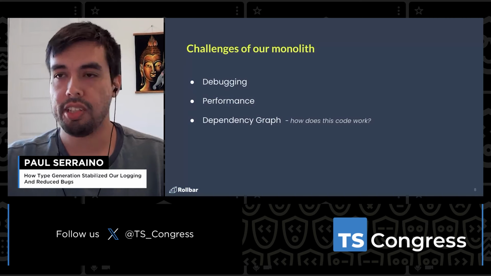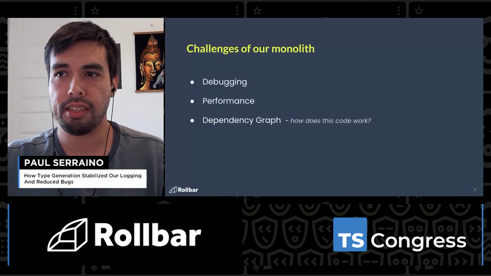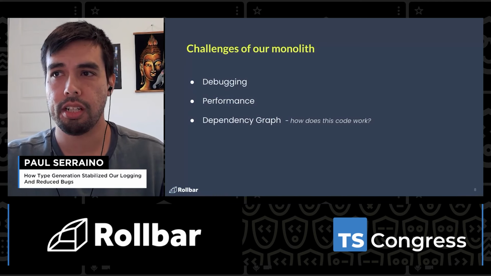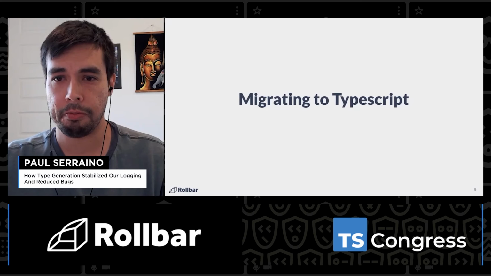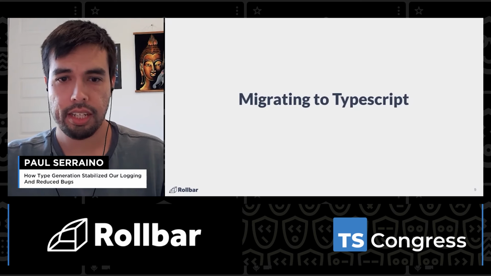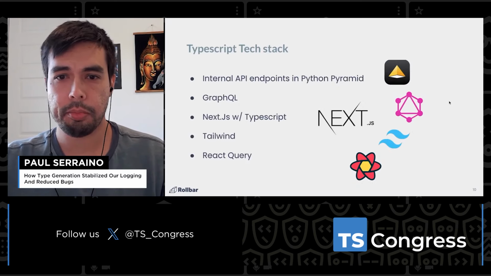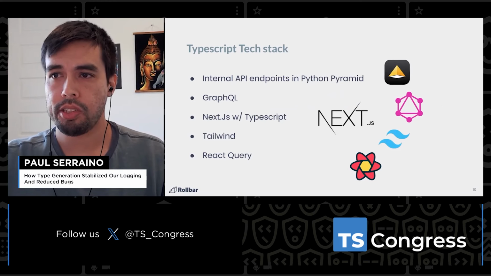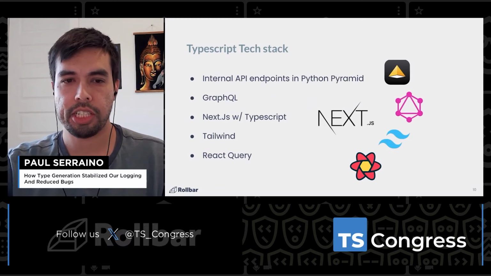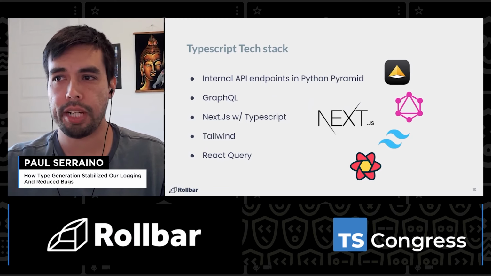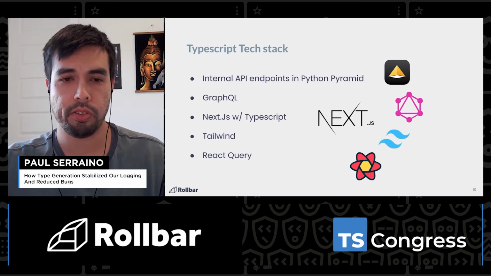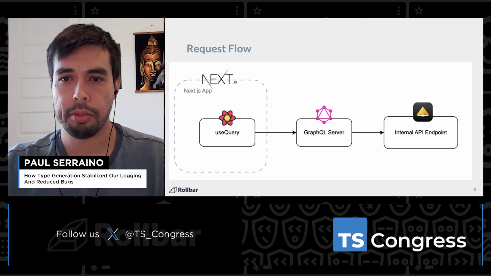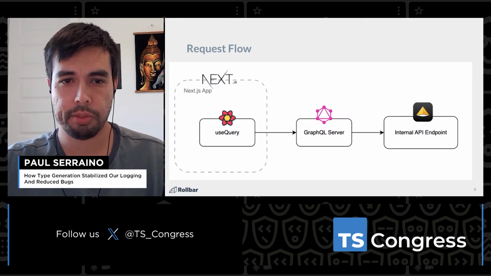And given these issues, we decided to make the decision to migrate away from working in a monolithic application towards a newer tech stack. And that tech stack includes TypeScript. So the new tech stack leverages Next.js, GraphQL, and React Query to help resolve some of the issues related to our monolith application. And of course, everything's written in TypeScript.